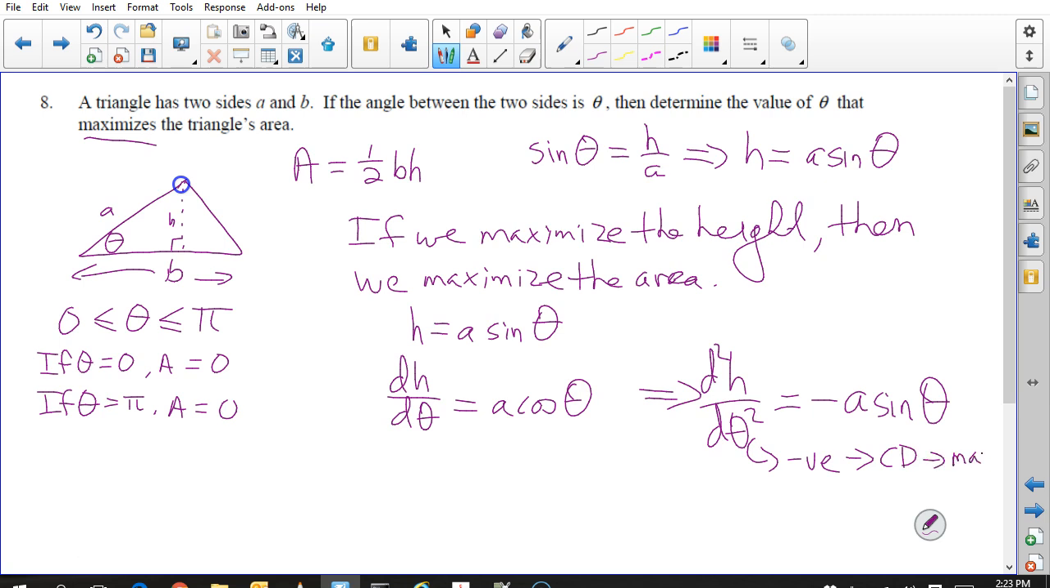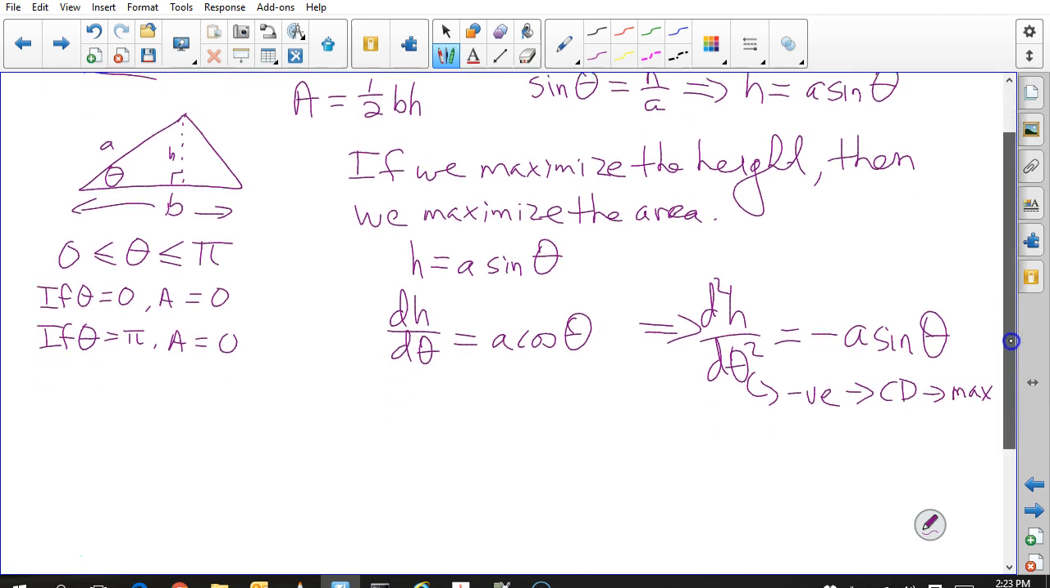So in any max-min problem, you have to show that it is a max or it is a min. You can't leave that off. How can we do that? In this case, if it's easy, find the second derivative and evaluate it. In this case, anywhere in the domain, sine theta is positive, so it's always negative. We don't have to actually evaluate this at a particular value.